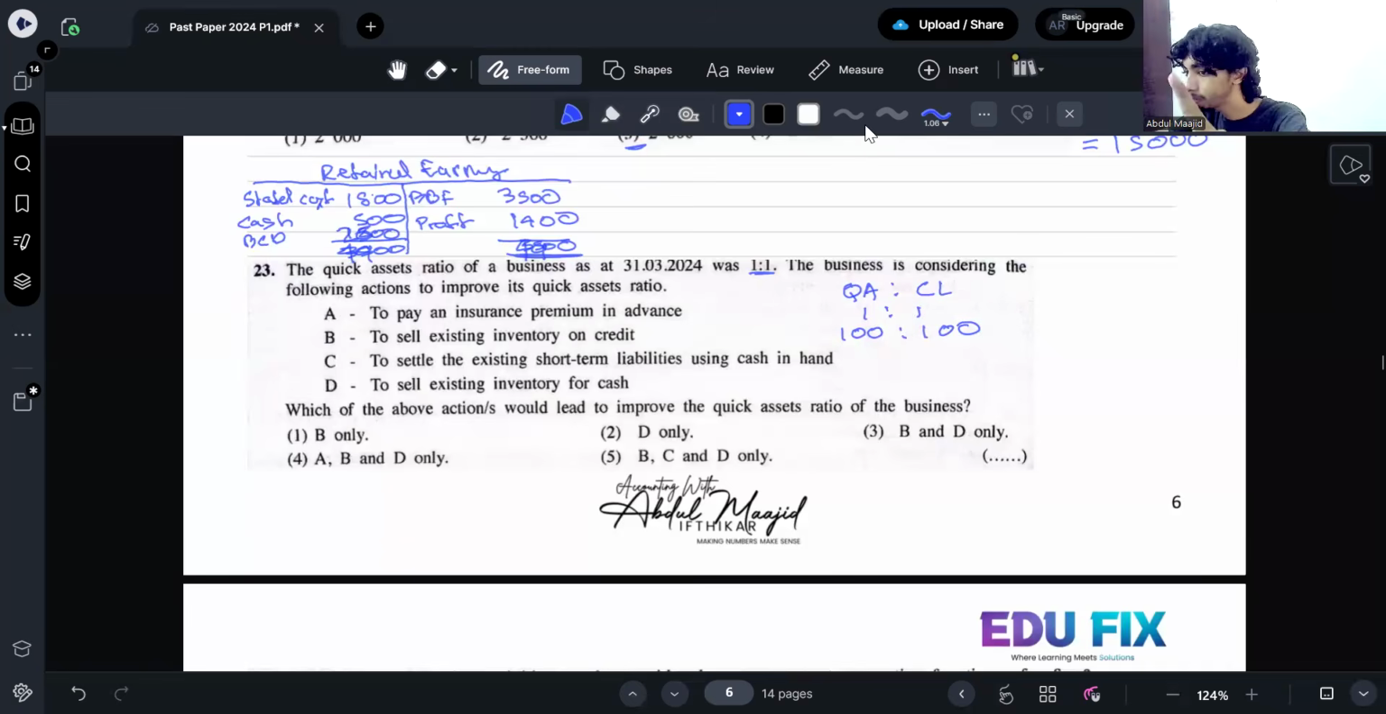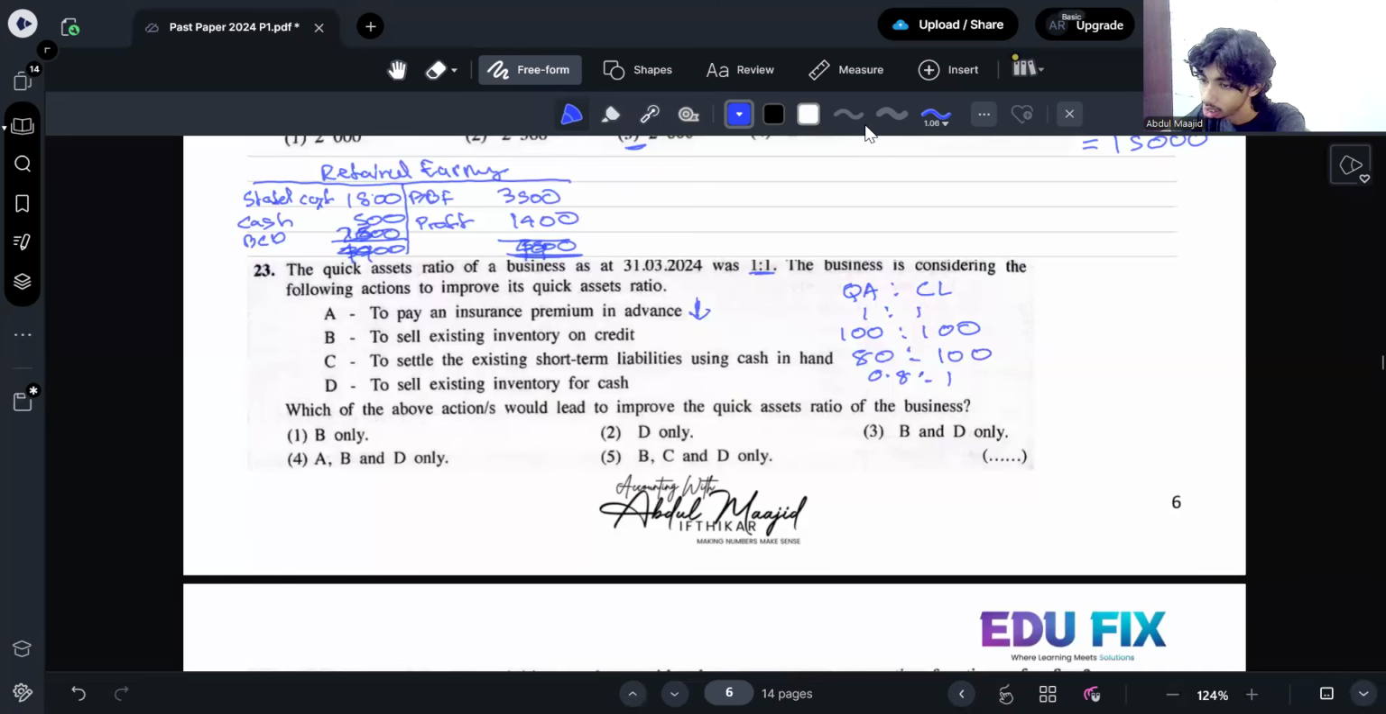Prepaid expense is not a part of quick asset, right? We remove that. Now cash is decreasing. Let's say we are paying a prepaid expense of 20. And now our quick asset will be 80 and current liability will be 100. It will be 0.8 is to 1. So it will reduce our quick ratio.